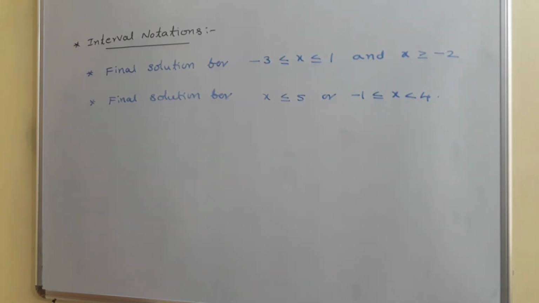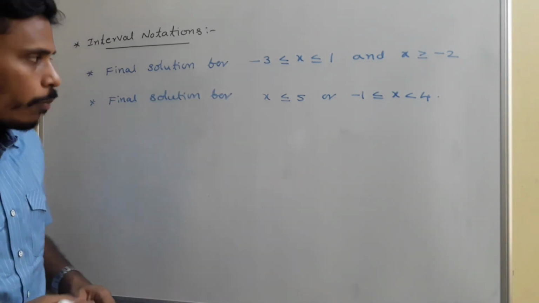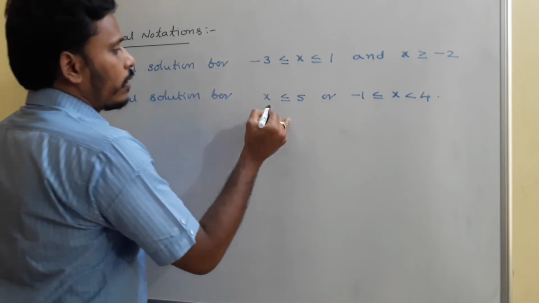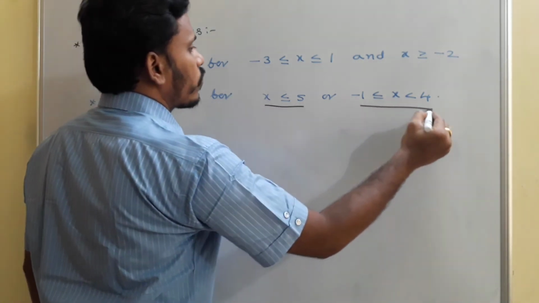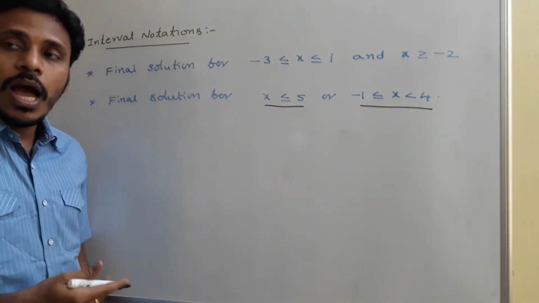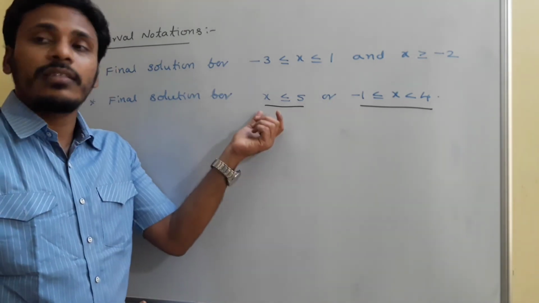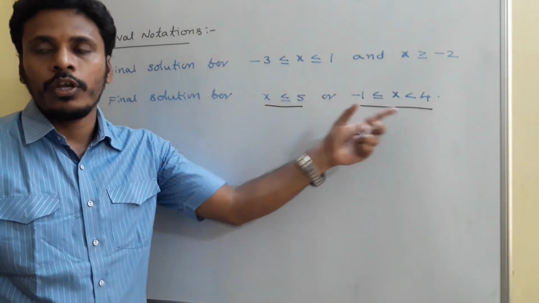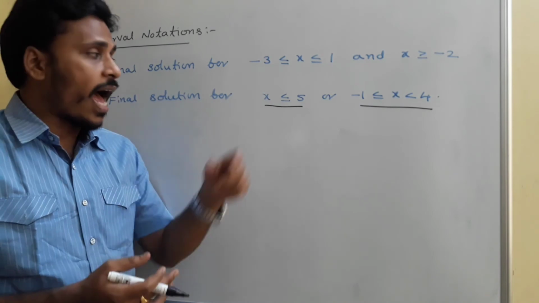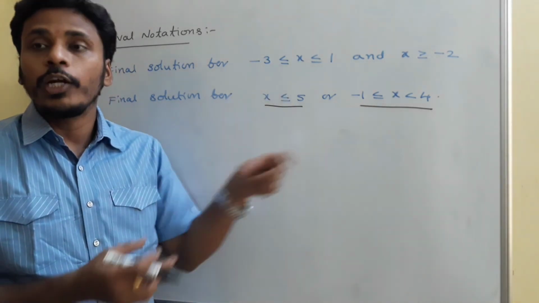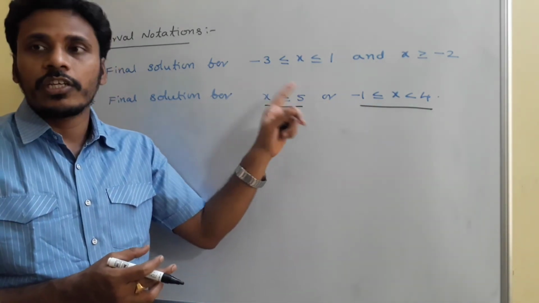Okay, just look at the board. We need to find the final solution for the given two separate solutions. For example, while solving a problem, two cases are x less than or equal to 5 and -1 less than or equal to x less than 4. And the final solution is nothing but either this solution or that solution. So how to represent the final solution? Either this or that. We need to combine those two with the conjunction or.